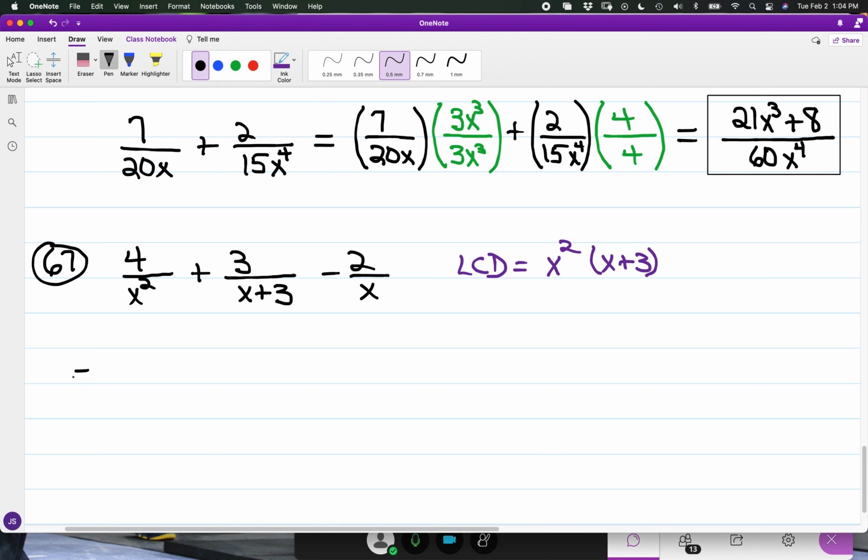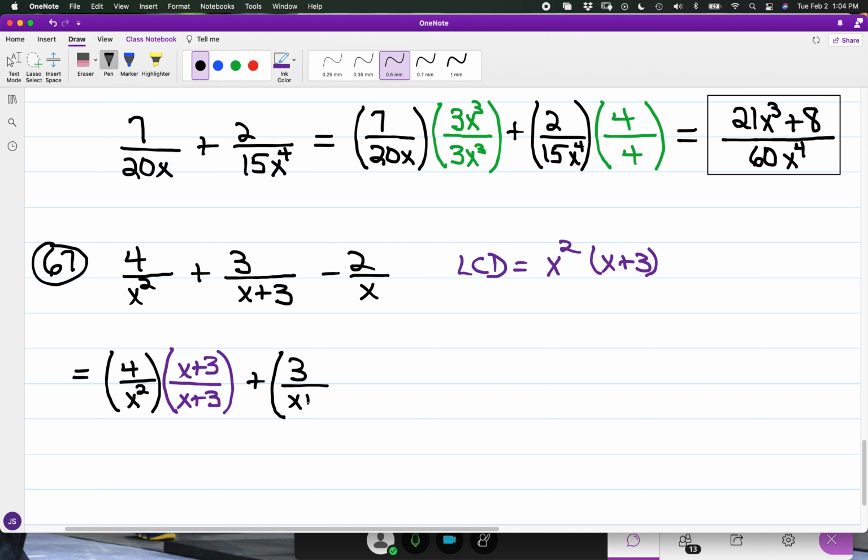So if I take the first ratio, I have 4 over x squared, and x squared into the least common denominator, we still have x plus 3. And we have plus 3 over x plus 3, and x plus 3 into the least common denominator, we have x squared.